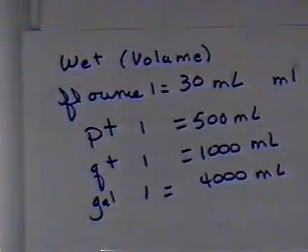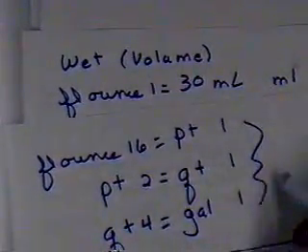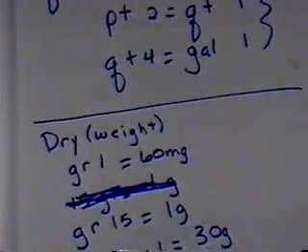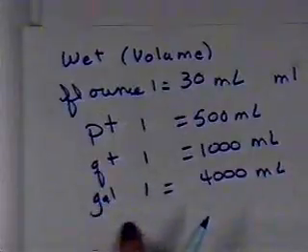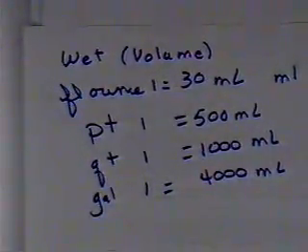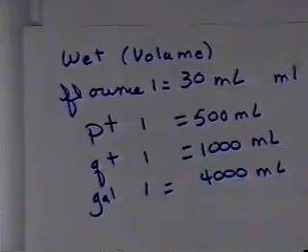So we have to memorize the metric chart. We have to memorize this one right here, which is apothecary. Then we have to measure the dry and the wet metric to apothecary. It just takes a little time to sit down and memorize these, but memorizing them is the only way we're going to be able to do the conversions.